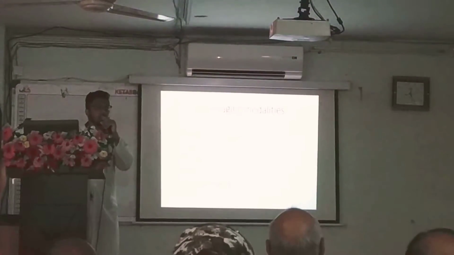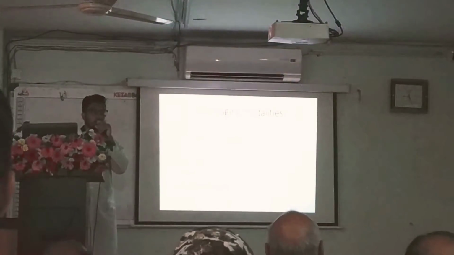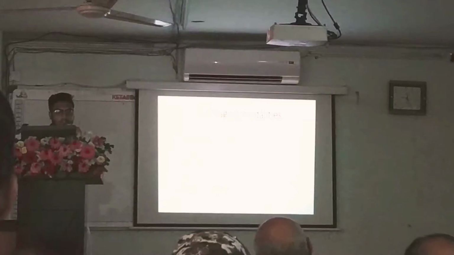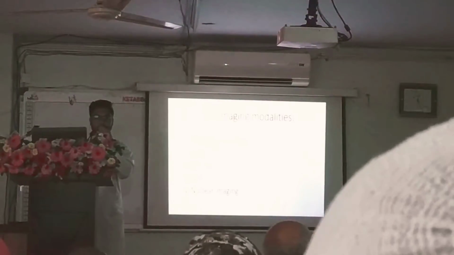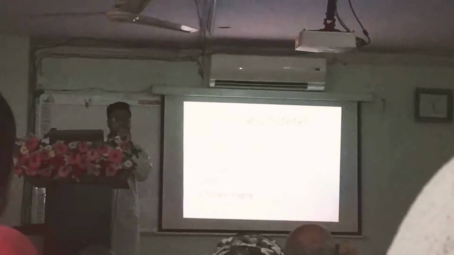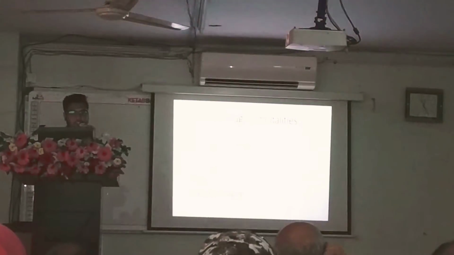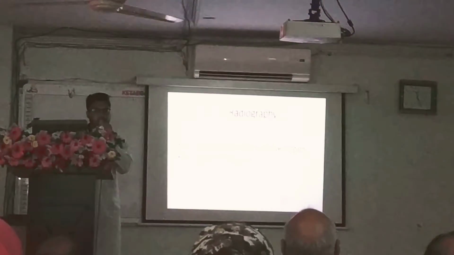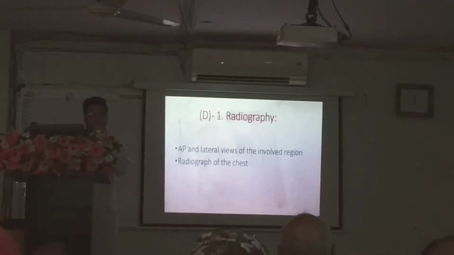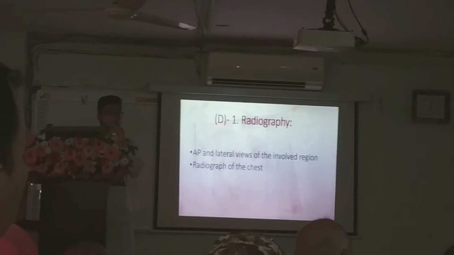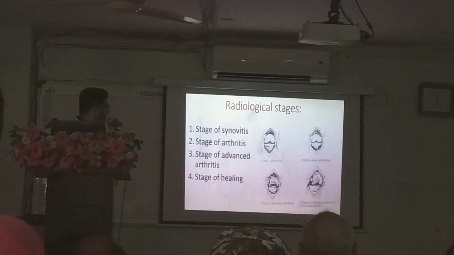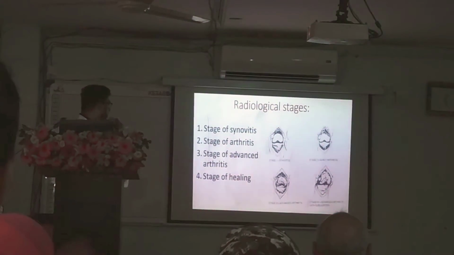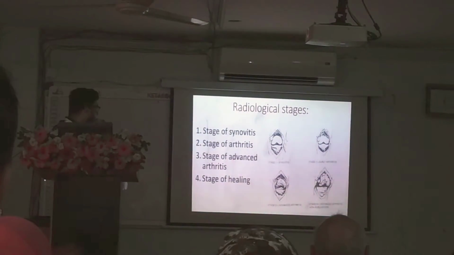The imaging modalities are the most important topic to discuss in orthopedics. Radiography, ultrasonogram, CT scan, MRI, and nuclear imaging are the main modalities by which we can diagnose. In radiography, we can do anteroposterior and lateral views of the involved region, and a radiograph of the chest. Radiologically, bone and joint tuberculosis may be classified into 4 stages.